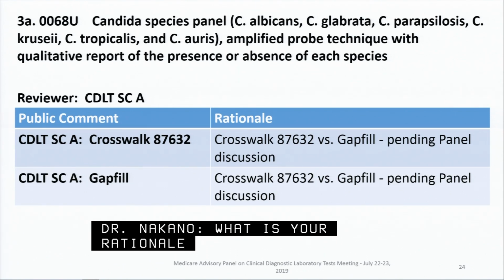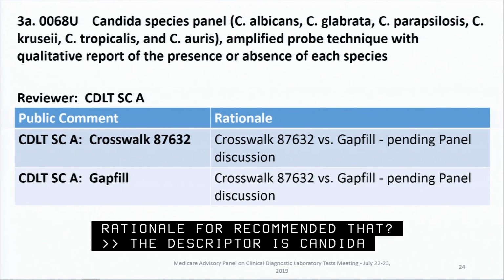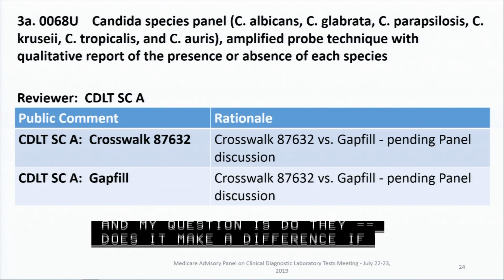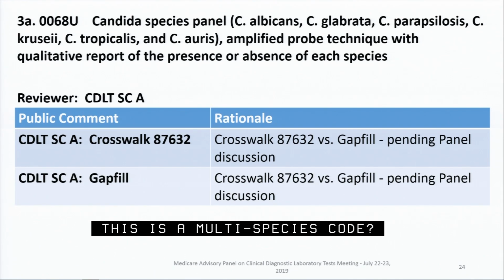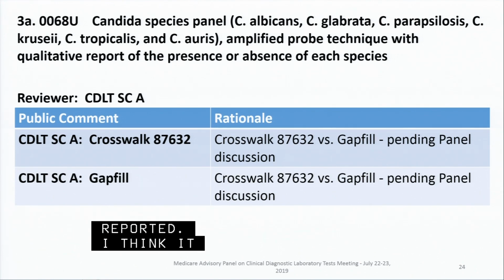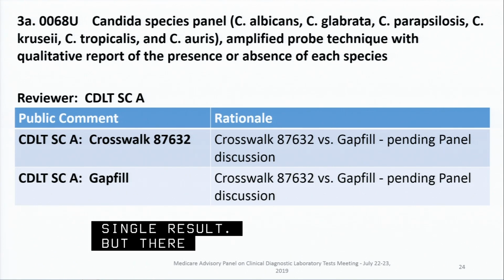Thank you. Do we have any questions from Doctors Hansen, Chandra, Baselski? My question would be, does it make a difference if they're reported out individually, or if 87481 is just a multi-species code? I know that there are multiple real-time PCRs that are performed. I think it's just reported out as whatever the result is for all of those. So it's a single result, but there are multiple analytes. That's why we were leaning towards the panel code.